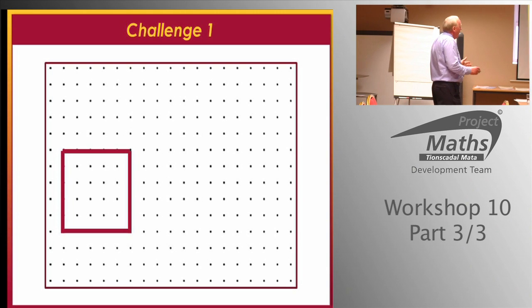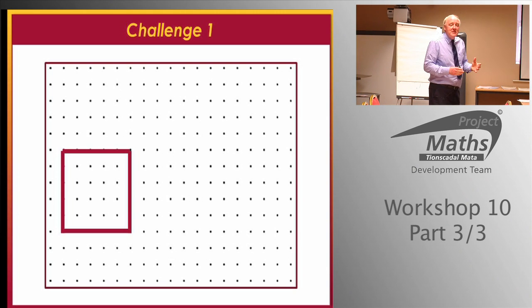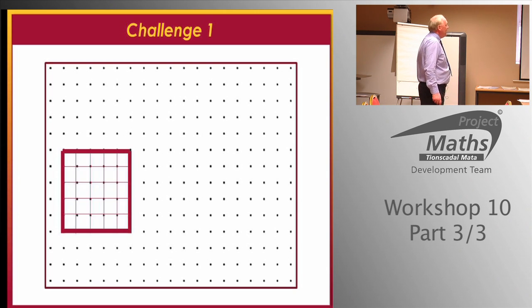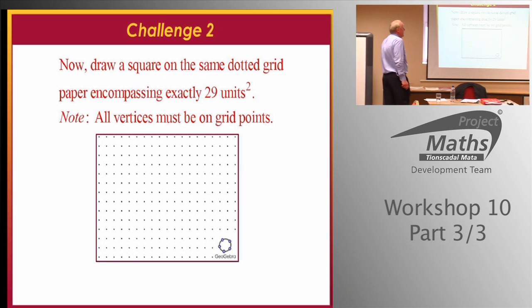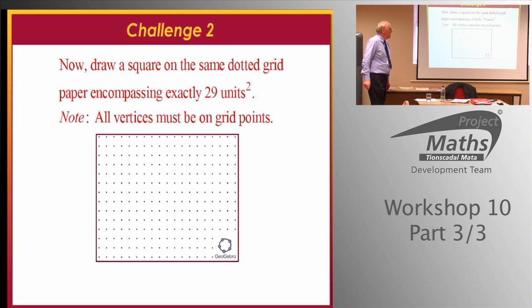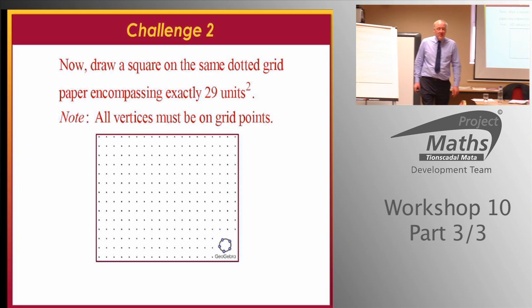That seems straightforward enough. So that's our first challenge, the one to warm up. Now, we need to think back maybe to this morning. Challenge 2. Now, draw a square on the same dotted grid paper encompassing exactly 29 square units, and all vertices must be on grid points as well.